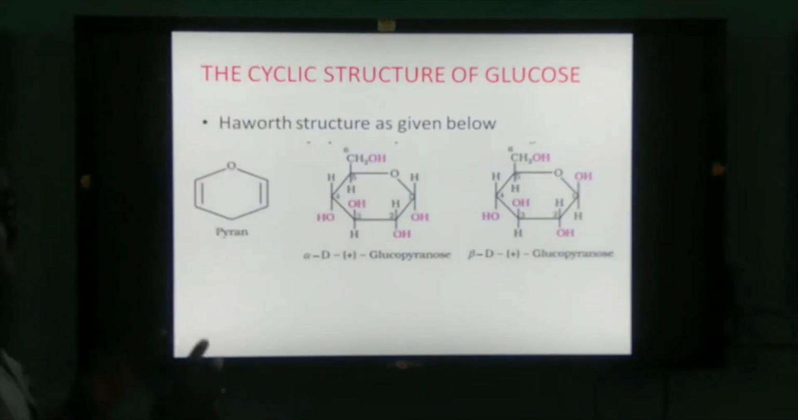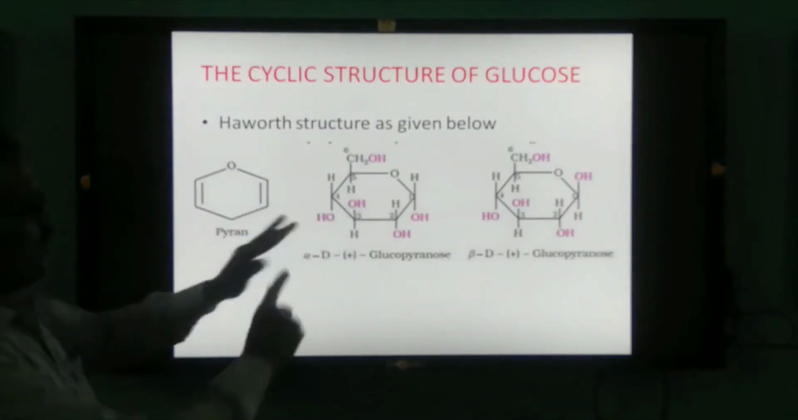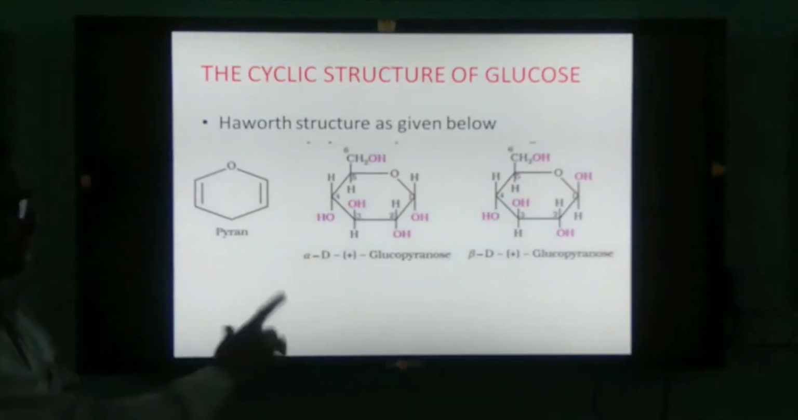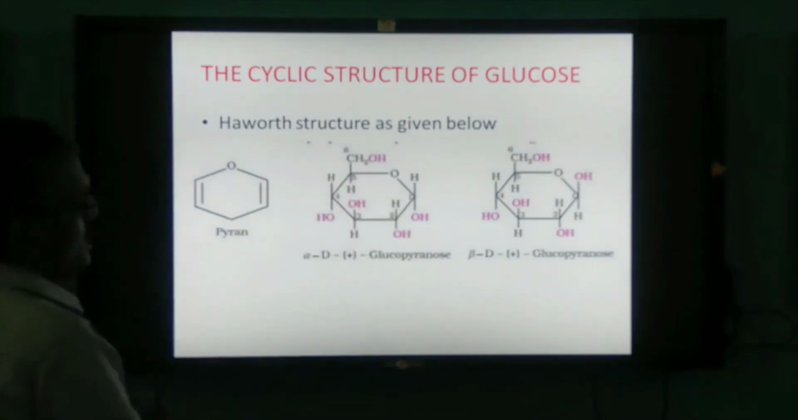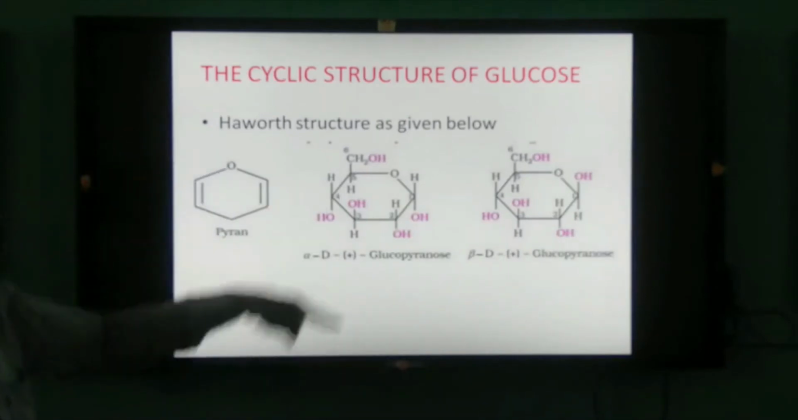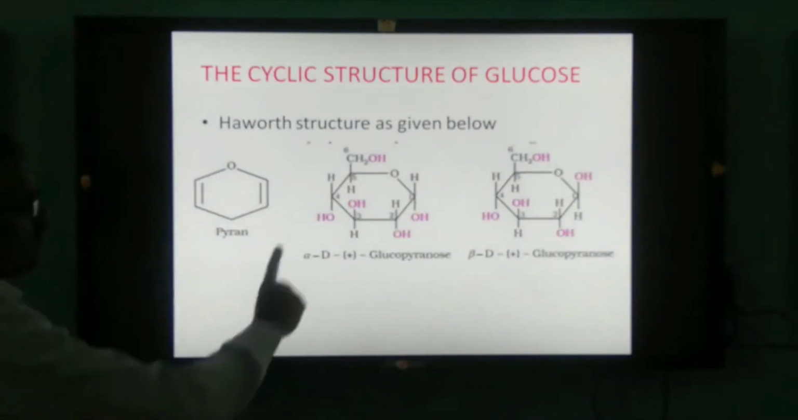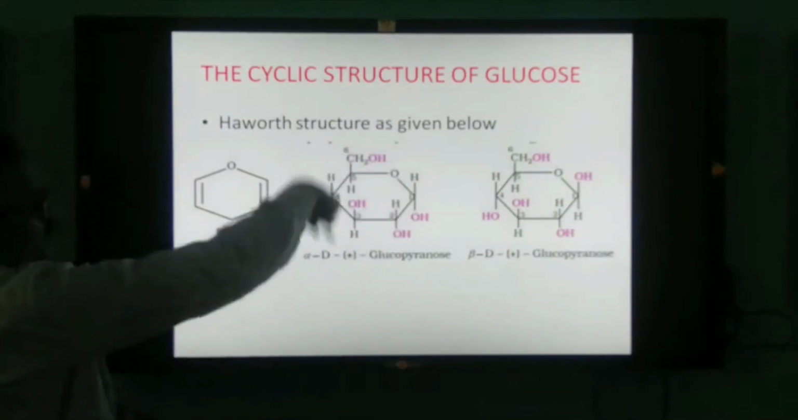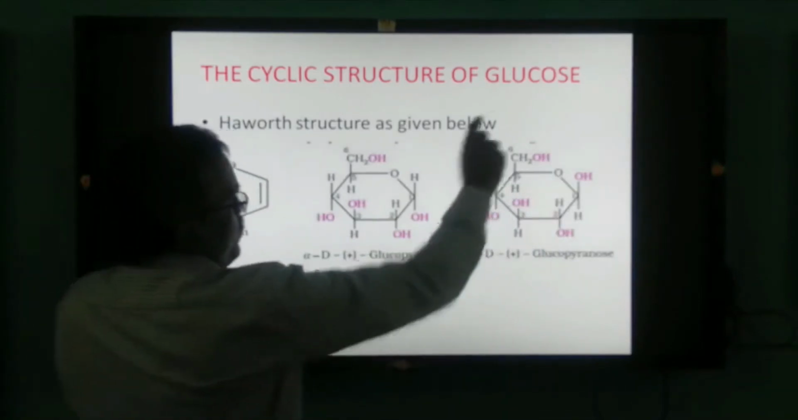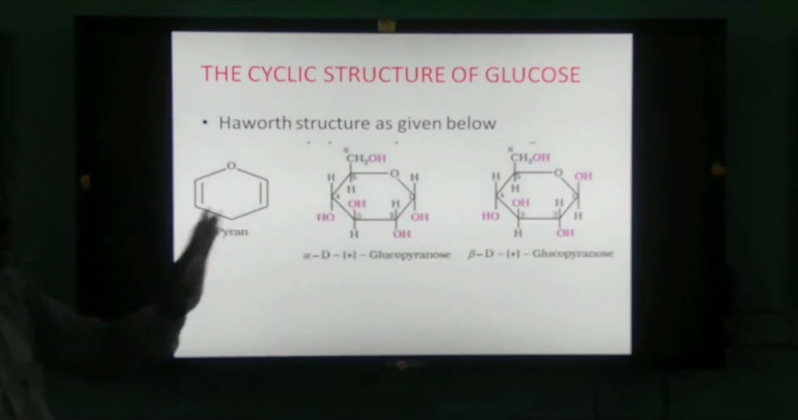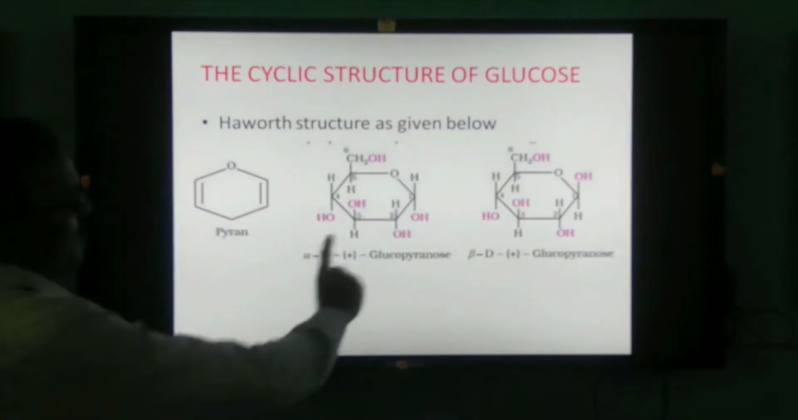So we can show it on the board. Again, what to do? We have to make a six-membered hexagon. Like this, we will get H and OH. Now observe alpha D glucose and beta D glucose. How is the spatial arrangement of H and OH on both of them? This is the cyclic structure. First carbon, second carbon, draw vertical lines, third, fourth, fifth. Here also first, second, third, fourth, fifth. Always the sixth carbon, CH2OH, is on the top on both.